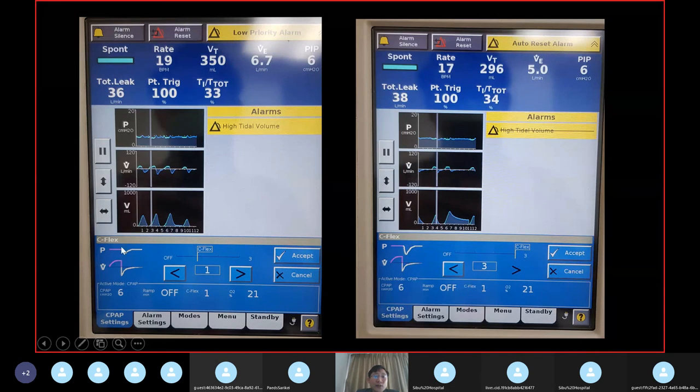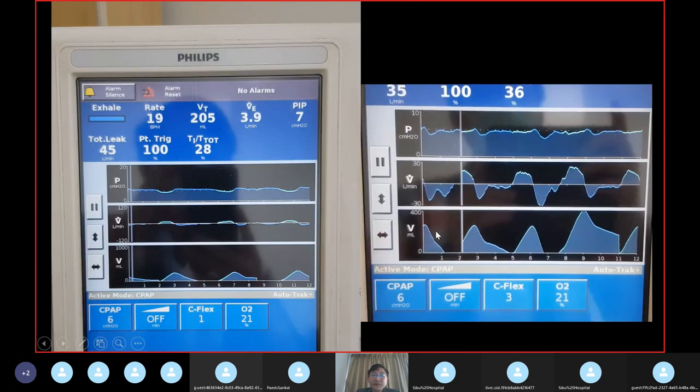So what the C-Flex does is that during the exhalation phase, the machine will bring down the pressure from your set pressure so that the patient will not have the sense of blowing against a resistance. So this is what we call C-Flex. There are different setups, either off or C-Flex of 1, 2, or 3, okay? C-Flex of 1 means the pressure drop will be only a little bit, but C-Flex of 3 means it will drop quite a lot. What does it mean? Let's see the pictures now.